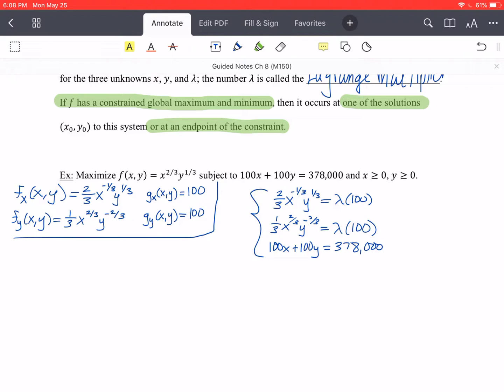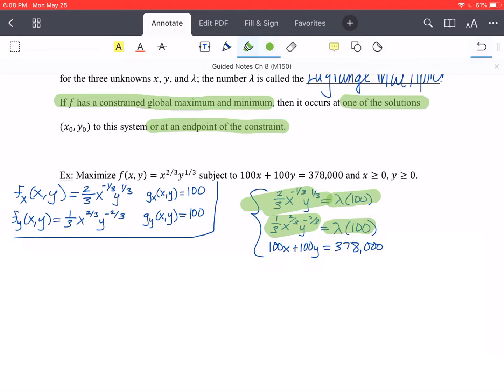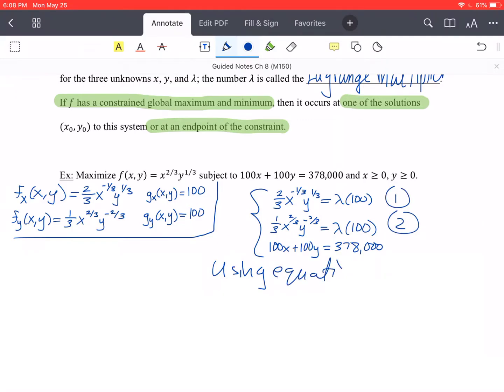So in this case, if you notice, those first two have a nice relationship to each other in that this is equal to 100 lambda and this is equal to 100 lambda, which means in this particular case we can actually cut out the middleman and get rid of lambda altogether and just solve directly for x and y's relationship. So let's go ahead and do that. Let me just call that 1 and 2, using equations 1 and 2.